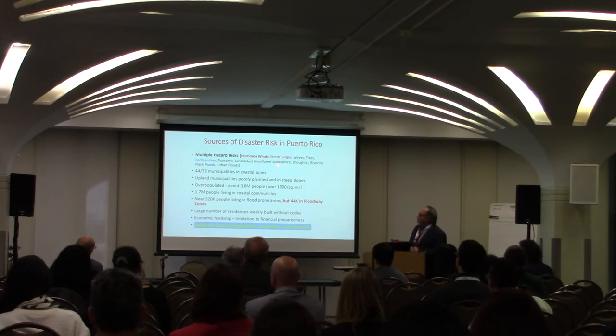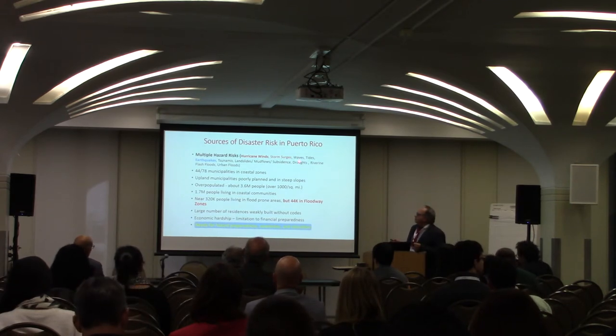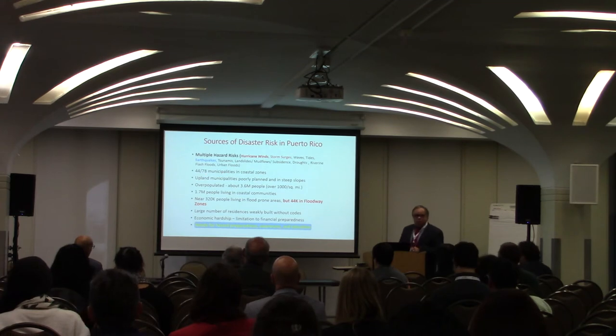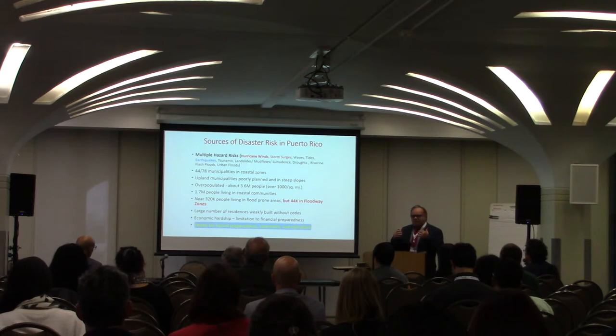So, talking about the multiple hazards that affect the island, you can see it's not only winds. The hurricanes bring the storm surge, but we are also prone to earthquakes, and the earthquakes can bring tsunamis. And earthquakes or hurricanes can generate a lot of landslides. And you saw that we have a very mountainous region.